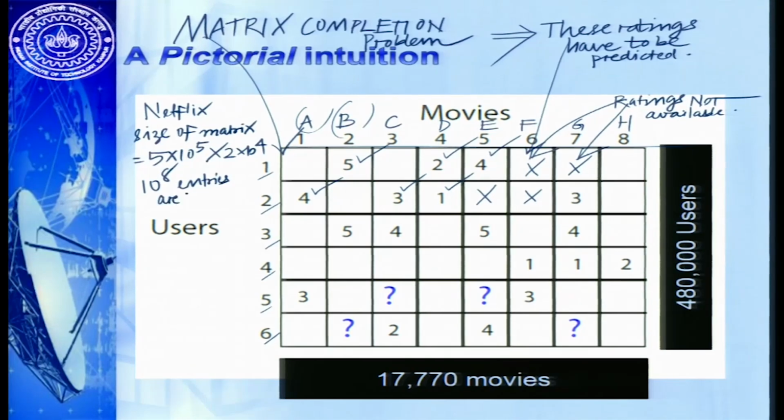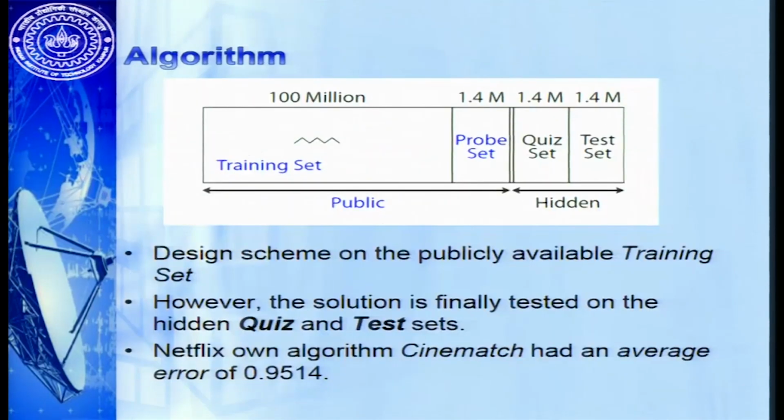Out of these 10 to the power of 8 entries, only about 1% are filled. It's like a puzzle. This implies the rest, 99%, have to be completed or filled, and this is basically a matrix completion problem. That is the interesting aspect of this: the size of the matrix is humongous, as you can see. It's huge, because this is a big data problem.